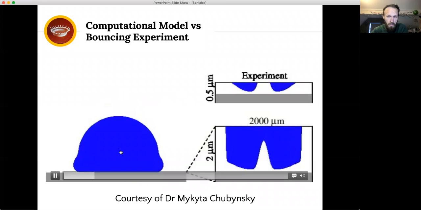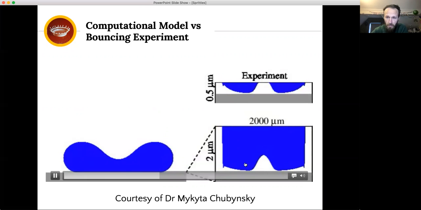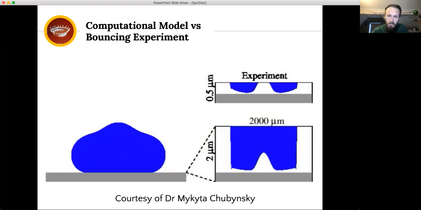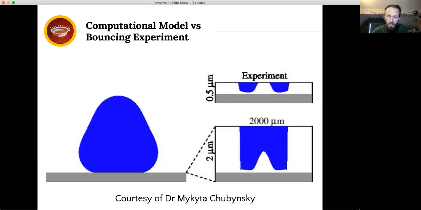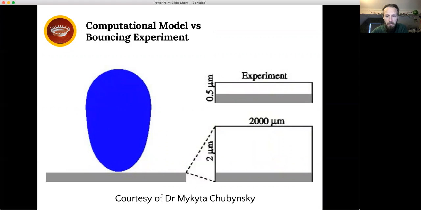So this shows a simulation for a case that bounces. Here's the experiment, here's the simulation. The two agree nicely, and you see in this case, no touchdown and therefore rebound. But a key point here is that just because a computational model reproduces the shapes doesn't necessarily mean it's a good one. The real test is whether it predicts the transition accurately.